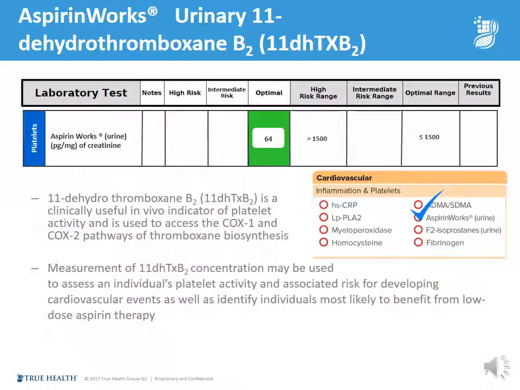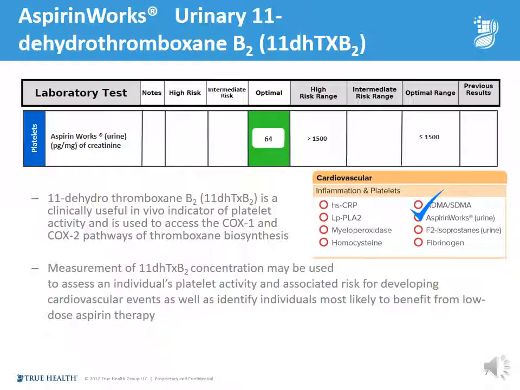This is how urinary 11-dehydrothromboxane B2, which is also called the AspirinWorks test, shows up on the True Health Report form. On the mid-right of the diagram is how one would order it, using a simple checkoff of the biomarker. And as mentioned, this is going to be a clinically useful in vivo indicator of platelet activity, and is used to evaluate the COX-1 and COX-2 pathways of thromboxane biosynthesis.